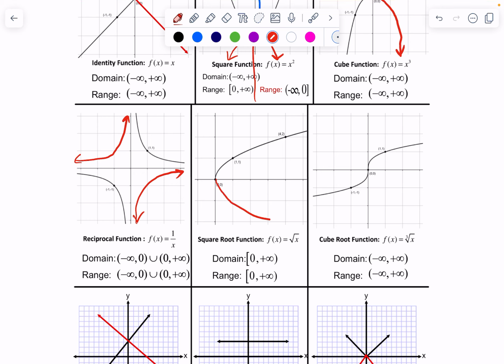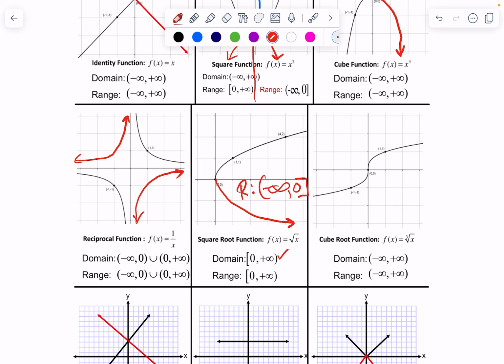If you have a negative square root function, the domain is also 0 to positive infinity, but the range in this case, the range for the negative square root function would be going from negative infinity to 0. The cube root function, f of x equals cube root of x. Both the domain and range are both negative infinity to positive infinity.